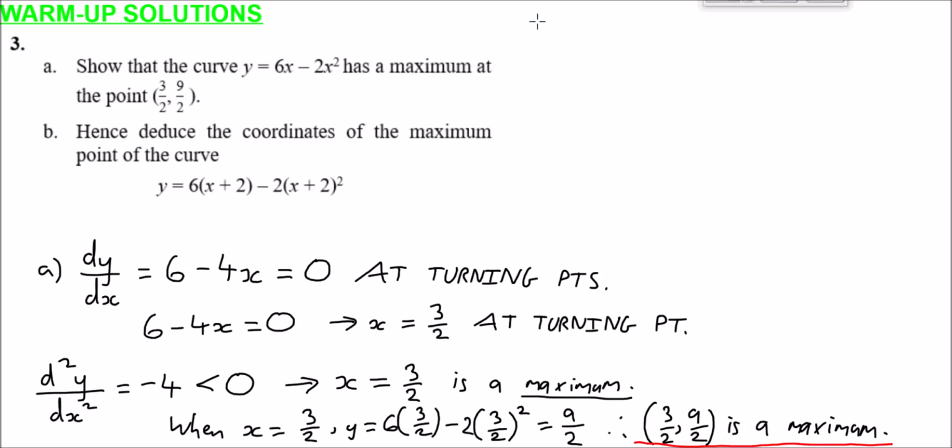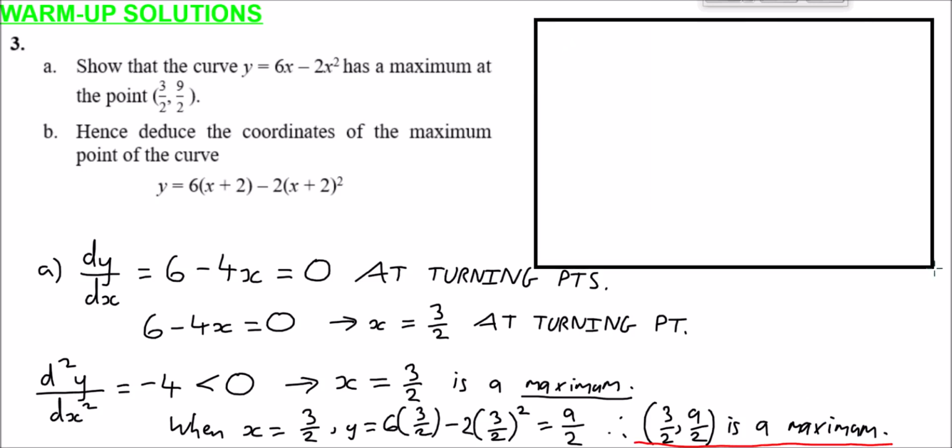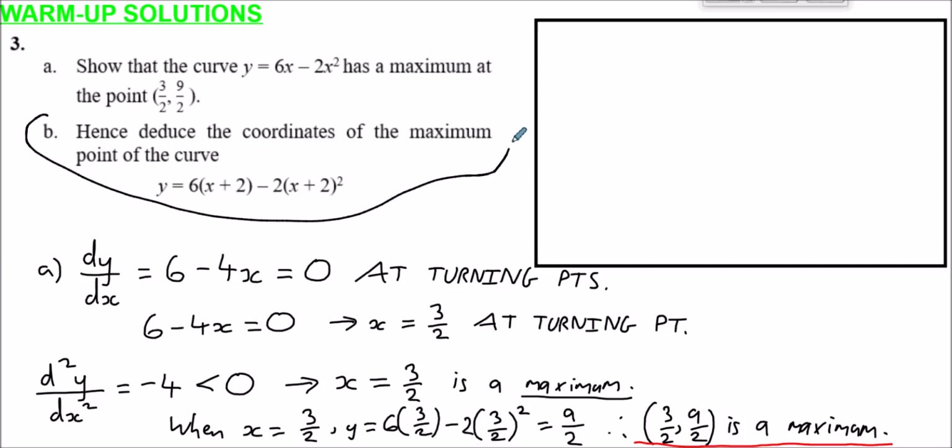Anyway, going on to part B. I'm just going to do this in a different rectangle just so I'm not getting it confused with part A down here. So for part B, it says hence, that's a big clue, so we're going to use our answer to part A to help us. We need to show that this curve here has a maximum point at a different place.